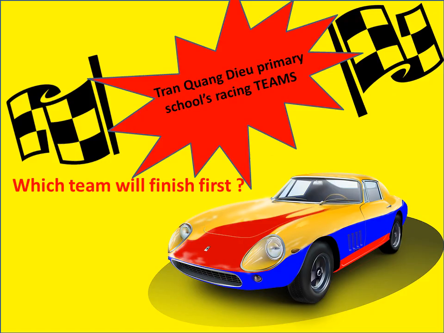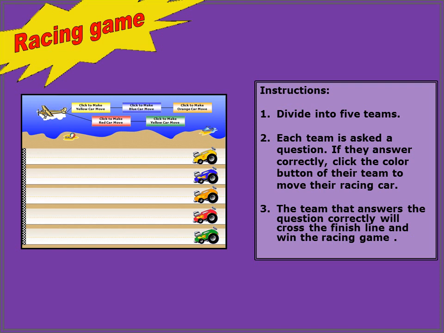What's that sound? That's the sound of the racing game of Chengwanyu Primary School's racing teams. Now, let's move on to the next slide. To take part in the racing game well, let's read the instructions carefully before playing it. Number 1. Divide into 5 teams. Number 2. Each team answers the question. If they answer correctly, click the color button of their team to move their racing car. Number 3. The team that answers the question correctly will cross the finish line and win the racing game. Now, let's start to play on the next slide.